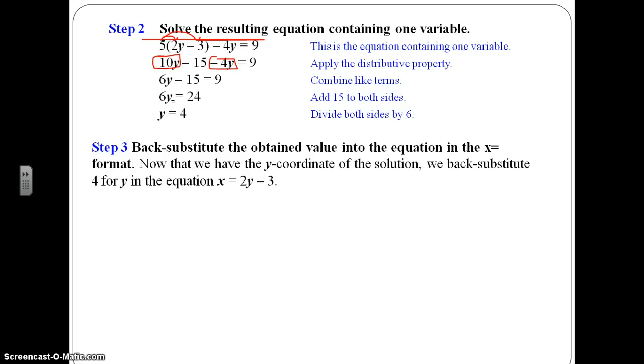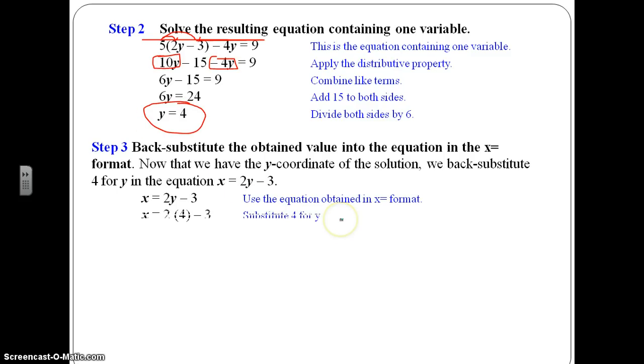Then step 3 is I'm going to back substitute the obtained value into the equation in the x equals format. Now that we have the y coordinate of the solution, we back substitute 4 for y into the equation x equals 2y minus 3. So we found the value of y, so now we're going to take it and substitute it in. When I substitute it in, I'm going to substitute the 4 for the y because that's what y equals. I'm going to get x equals 2 parentheses 4 minus 3.